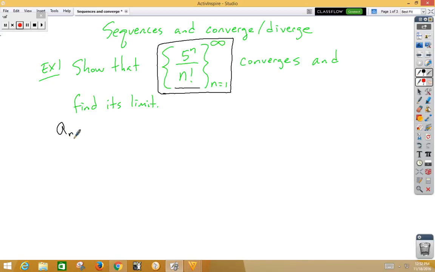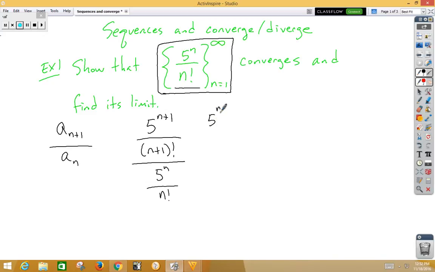Remember, the ratio test is a sub n plus 1 divided by a sub n. So we need the next term divided by the initial term. So let's start off by going 5 to the n plus 1 over n plus 1 factorial. We're replacing all n's with n plus 1, divided by 5 to the n over n factorial. Well, when you divide fractions, you multiply by the reciprocal. So we've got 5 to the n plus 1 over n plus 1 factorial, multiplied by the reciprocal, n factorial over 5 to the n.